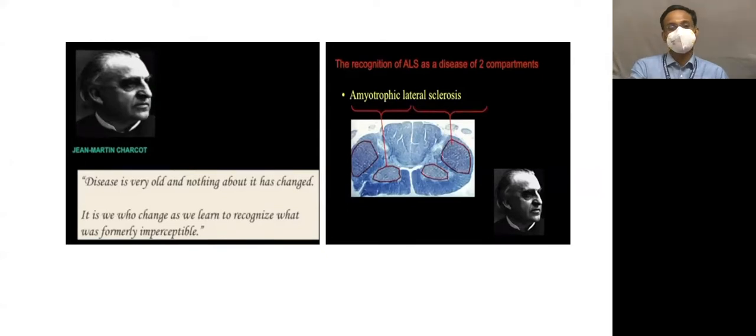He recognized that motor neuron disease has two components to it. There is a lower motor neuron component, which is characterized by anterior horn cell damage, and the spasticity component is characterized by sclerosis of the pyramidal tracts in the lateral column. Hence the name amyotrophy, meaning wasting, and lateral sclerosis, indicating that the pyramidal tracts are involved.